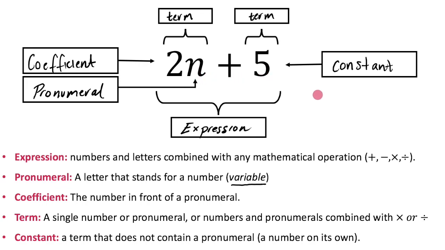It's always going to be 5. It's always going to be constant, and that's why we refer to it as a constant. So that is all the terminology that you need to know to be successful in algebra.